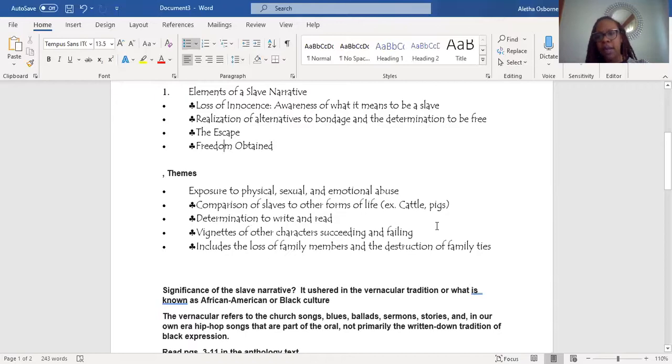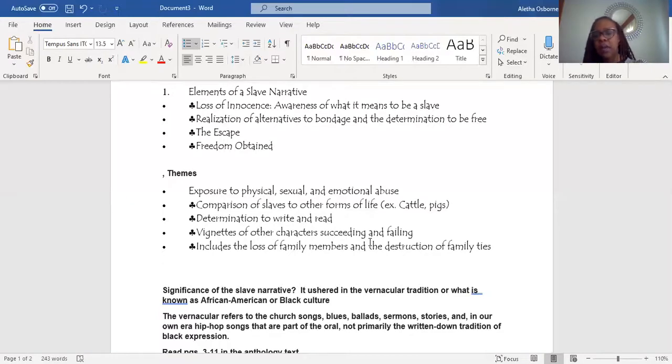We also see in many slave narratives comparisons of slaves to other forms of life. So we see a lot of metaphorical language where the slave is oftentimes compared to animals, right? To really point out or emphasize the somewhat cruel and brutal treatment of the slave. We also see themes of this determination to read and write, to better oneself. There tend to also be communities that the slave narratives operate in. So it's not just a lone slave.